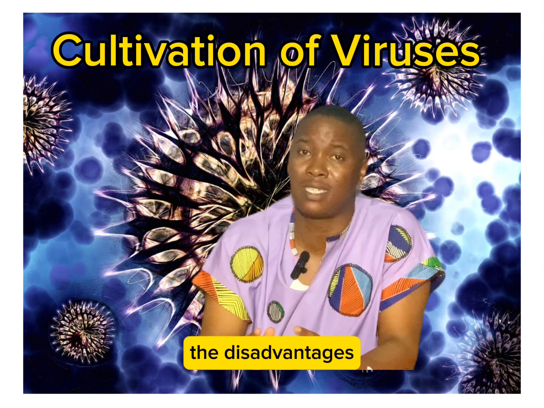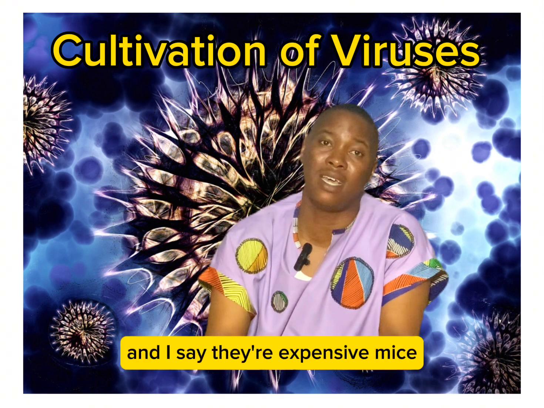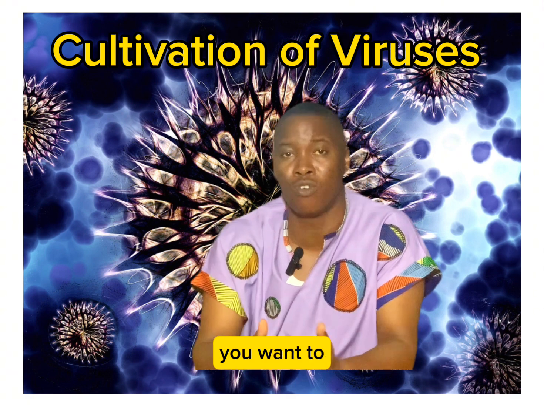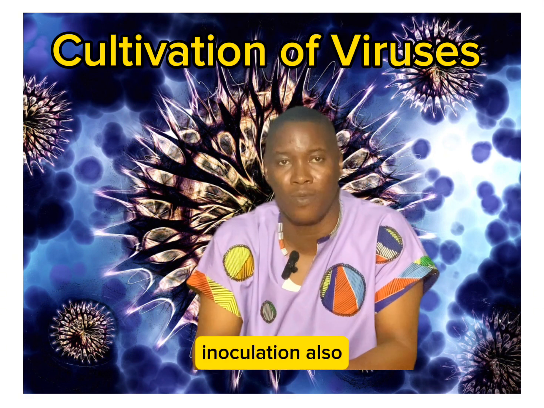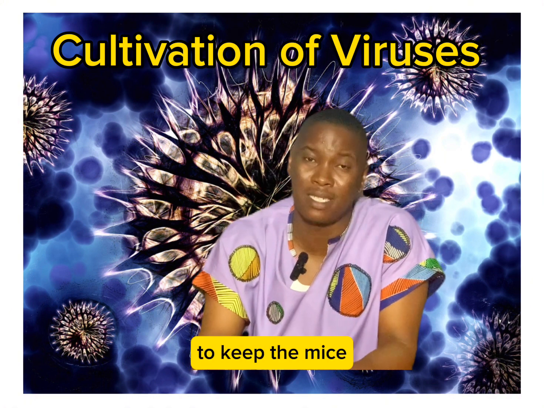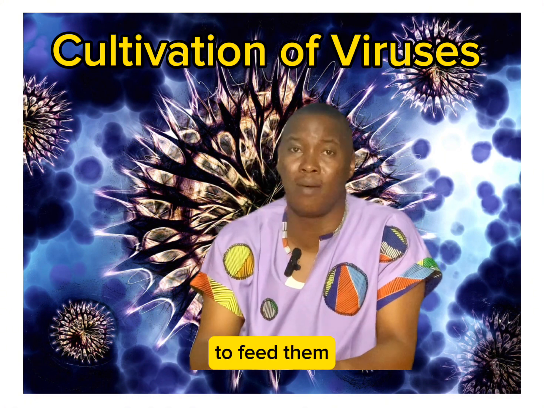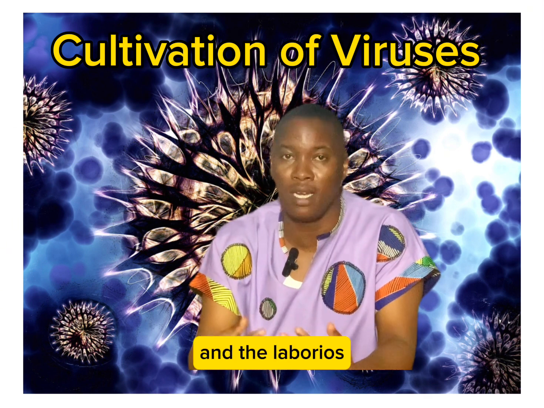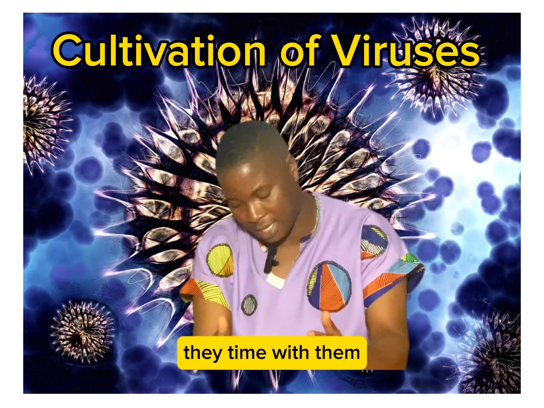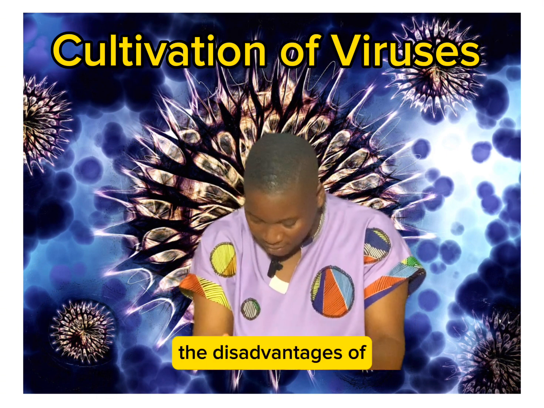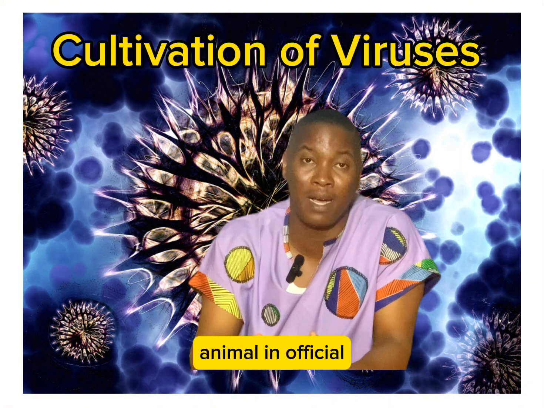Now, wetin be some of the disadvantages? The disadvantages na say e dey expensive. Mice dey expensive, and you go dey buy many if you wan dey run this animal inoculation. Also, many a times we realize say e dey difficult to keep the mice, to take care of them, to feed them. All these na processes wey dey difficult and dey laborious. Dey spend time, dey time wasting. So these na some of the advantages, some of the disadvantages of animal inoculation.